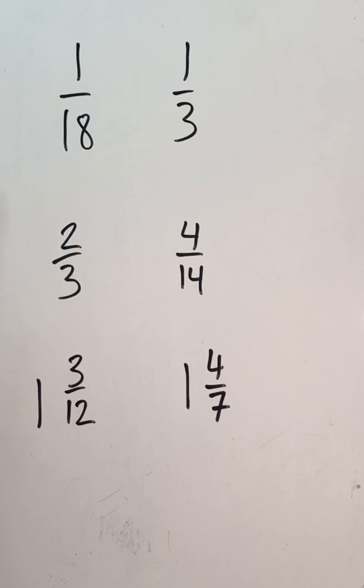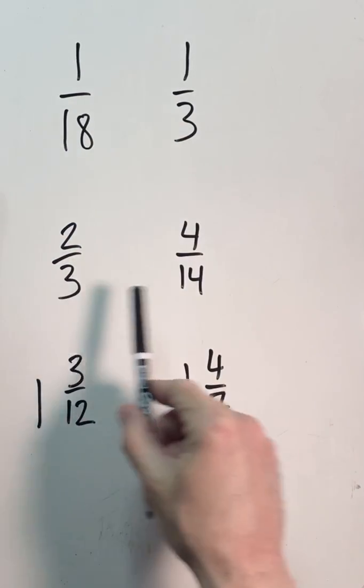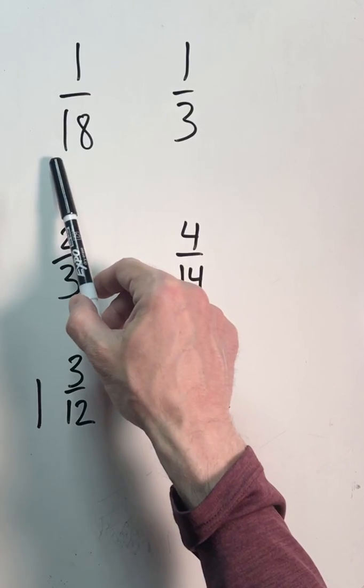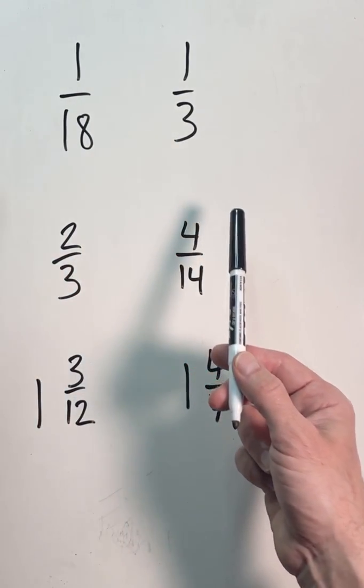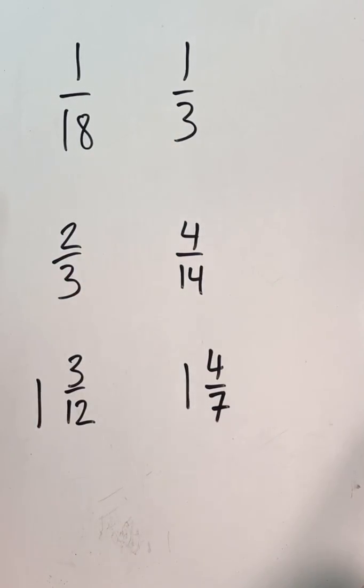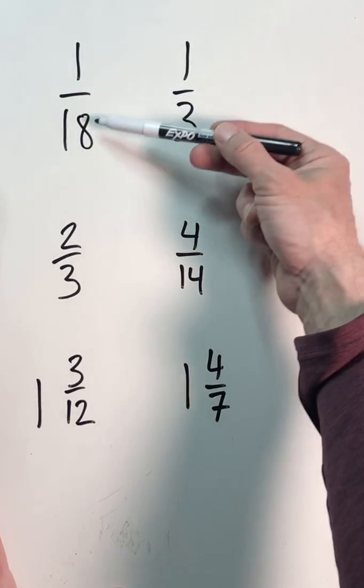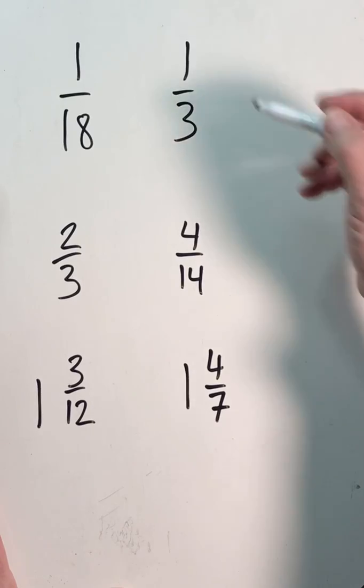In this section, we are going to be comparing two fractions to tell which one is greater than the other. A great way to do this is to look at the denominators first. In this case, the denominators are not the same, so I would need to change one or both of them to find a common denominator. And we should know that 3 is a factor of 18. 18 is a multiple of 3.